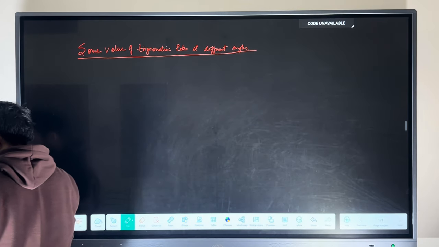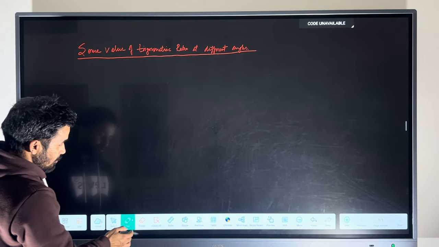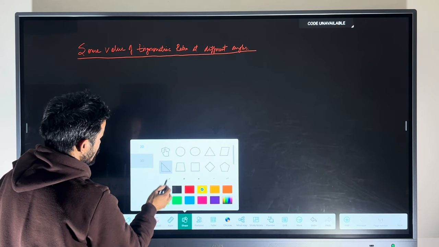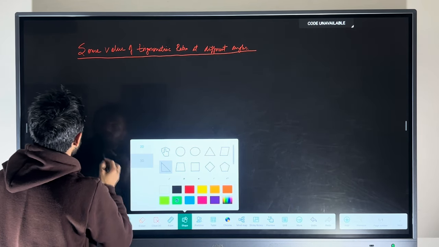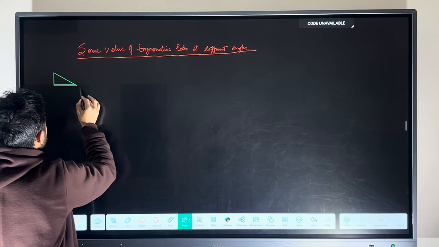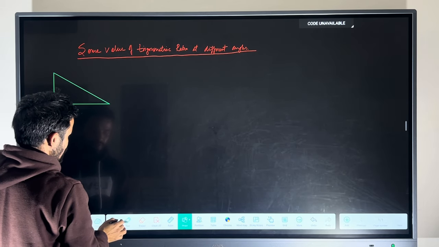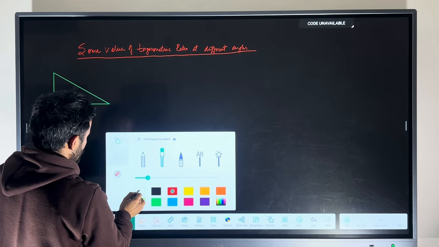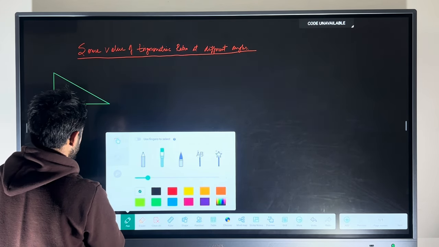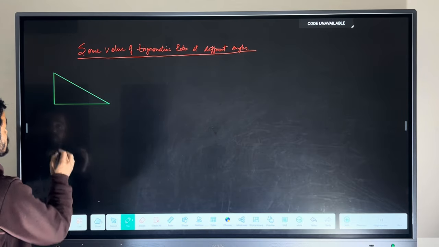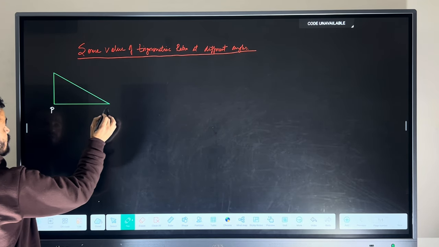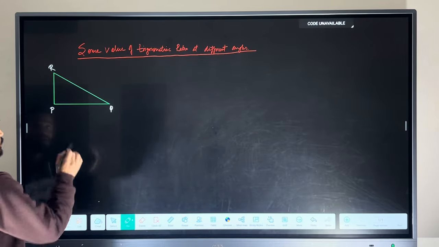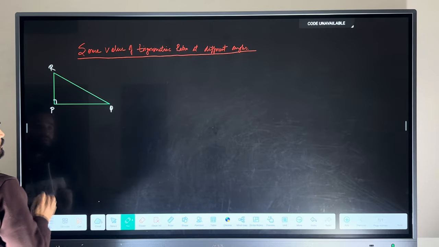Okay, now first of all, draw a right angle triangle. Okay, so here we draw a right angle triangle. Now suppose this is PQR, a right angle triangle at P.